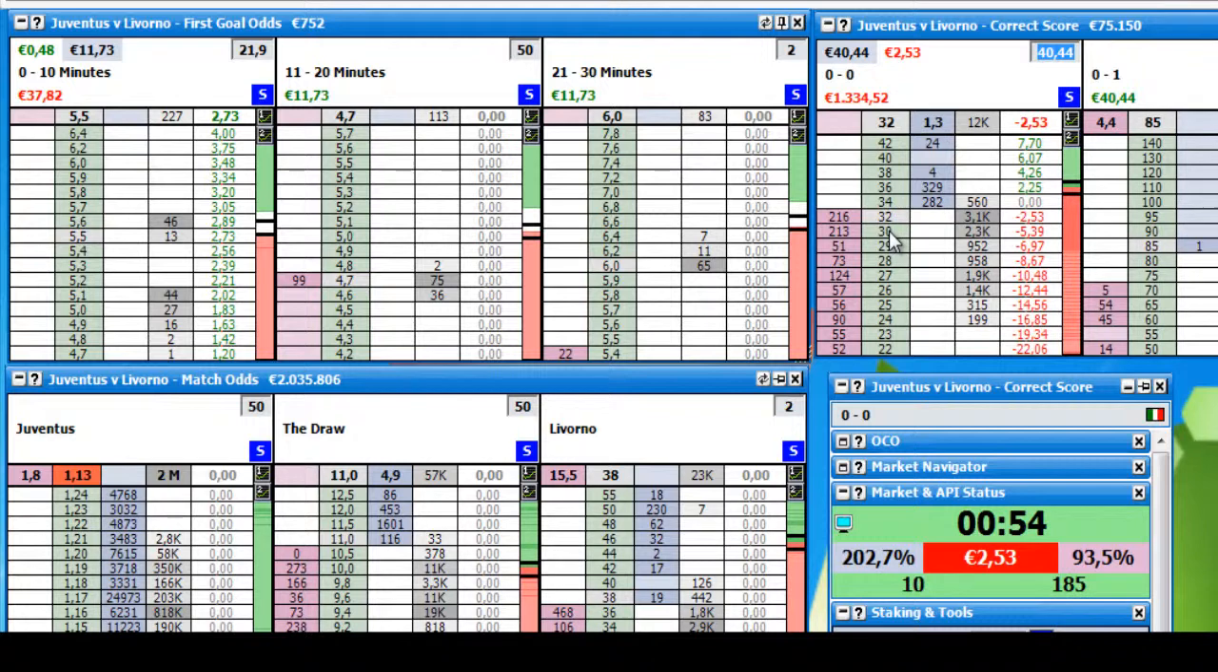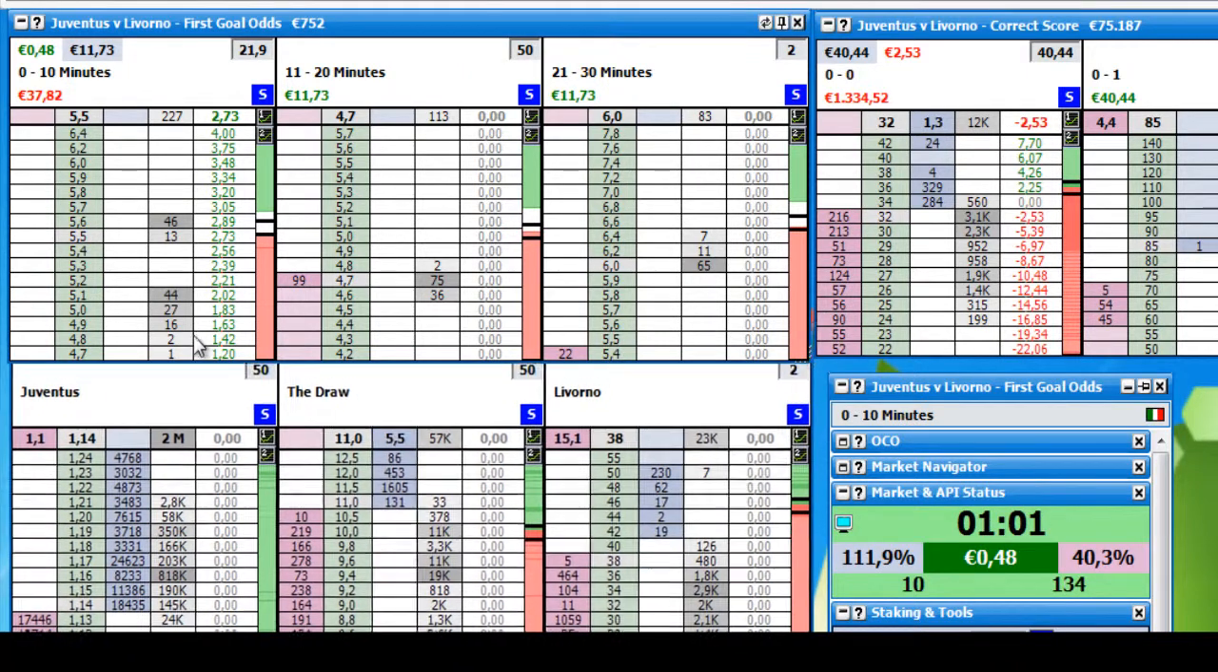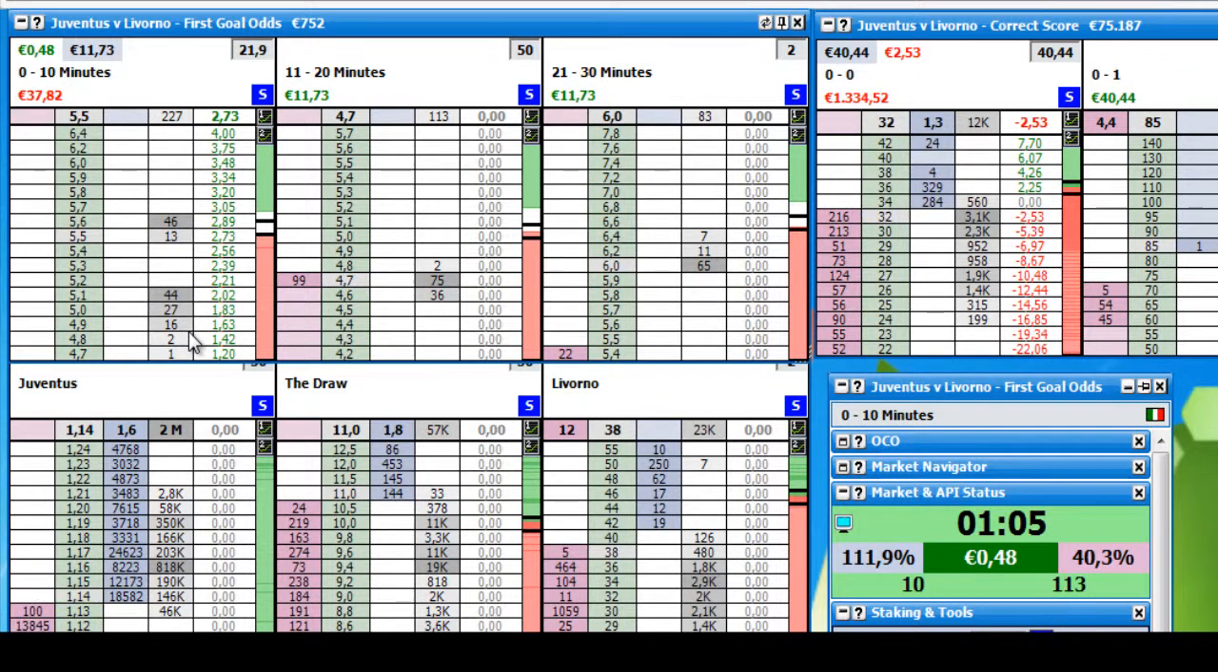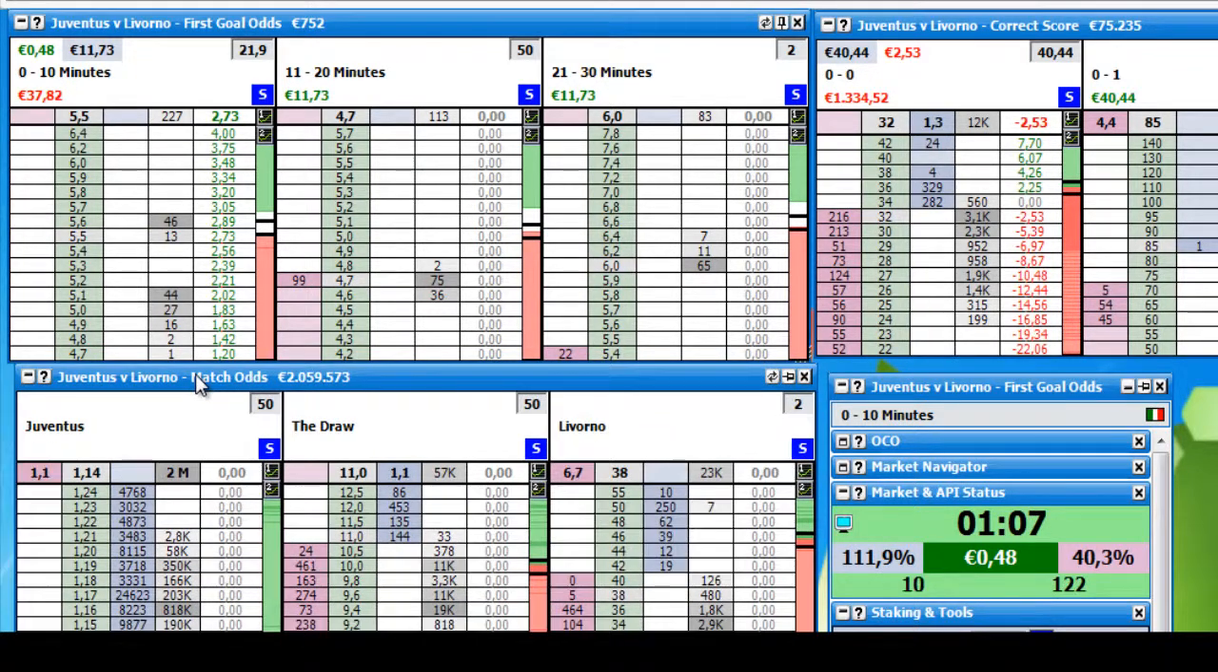So because the odd for Juventus is now up to 1.13, you see, so we have a really strong favorite in this game, and many people are thinking in this case that it will not end with 0-0.